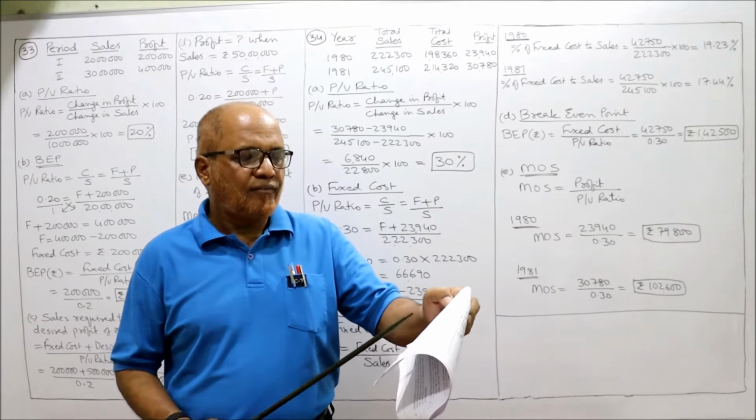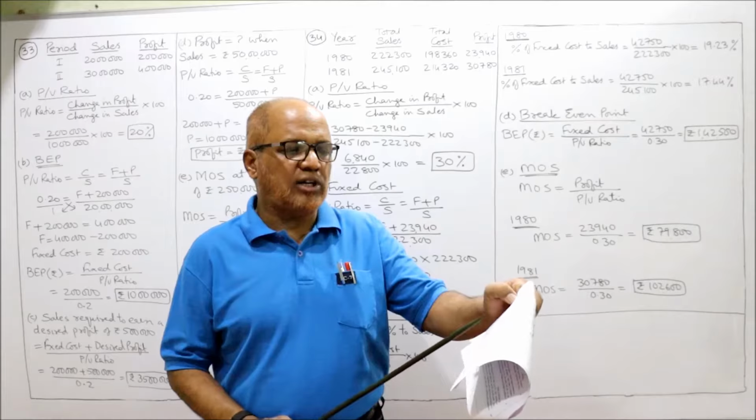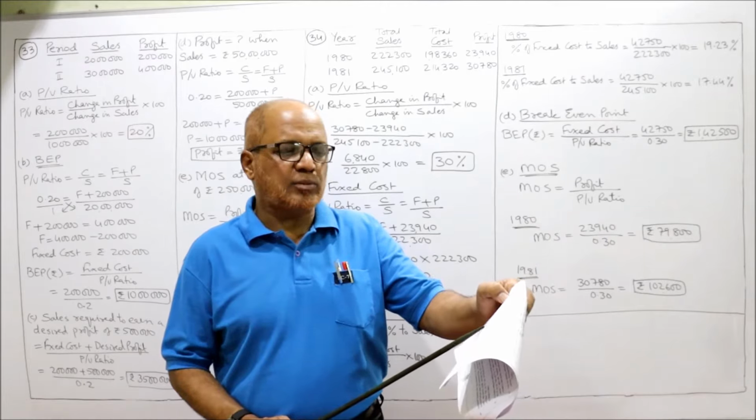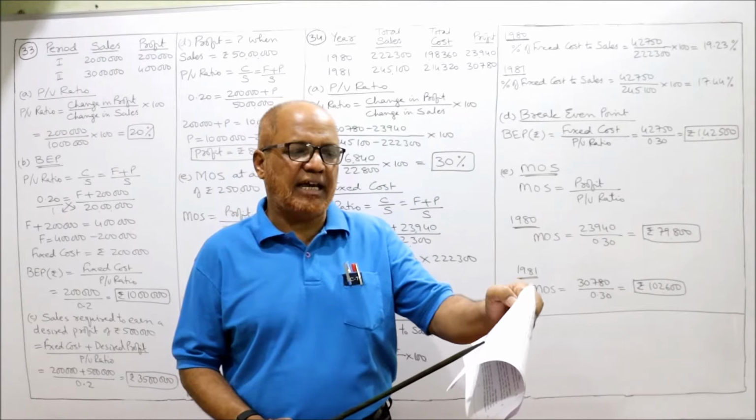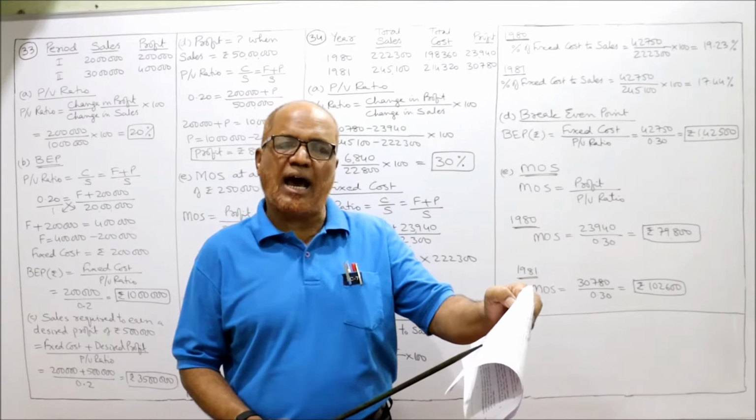All these are the assumptions to be applied for calculating various marginal costing items. First one, the profit volume ratio. The first question is asking you to calculate PV ratio, exactly similar to the previous problem. PV ratio is equal to change in profit divided by change in sales into 100. Then B point, fixed cost. C point, fixed cost percentage to sales. D point, break-even point. E point, margin of safety for the year 1980 and for the year 1981. That's all. So it's a very easy problem.